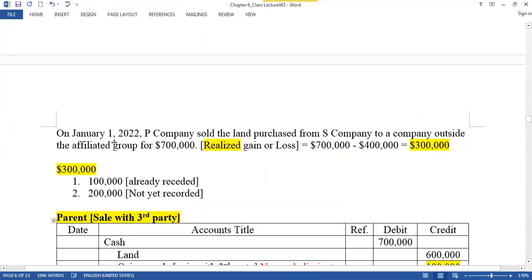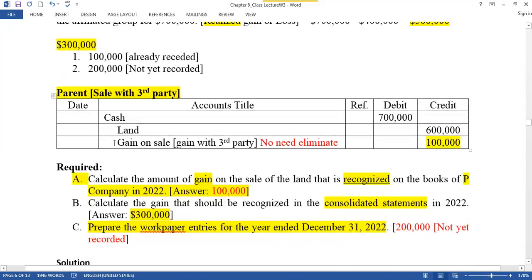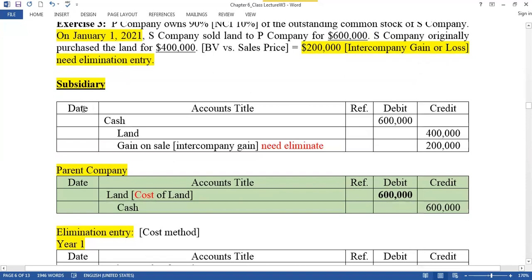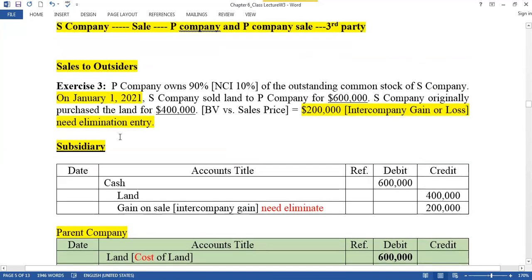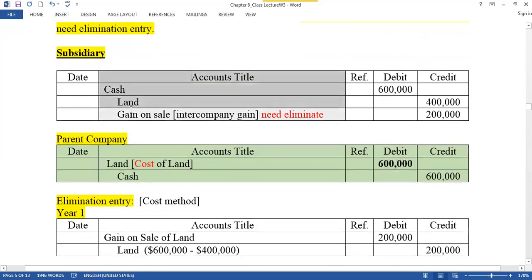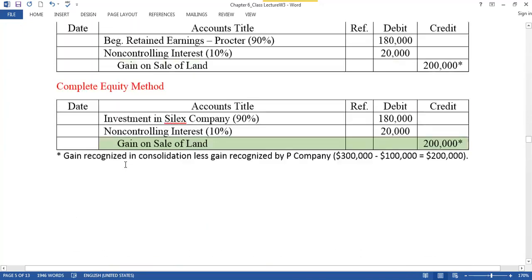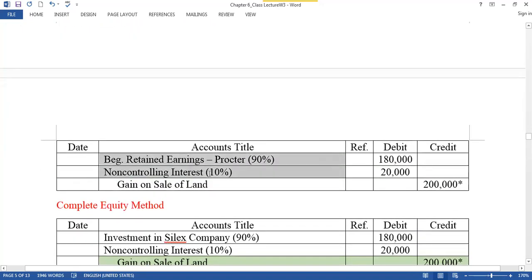So question 3, I repeat again, it is easy. Question 3 is easy, but I make it complicated. Why I make it complicated? Because I show you the connecting journal entries. And that's why you feel it is complicated. Actually, it is not complicated. So this is the main question. I show you several journal entries because if suddenly I show you this journal entry, you will never understand what is happening, right? So why we record gain on sale credit?